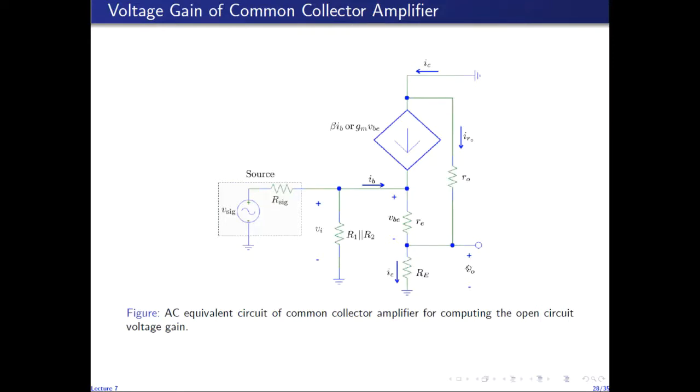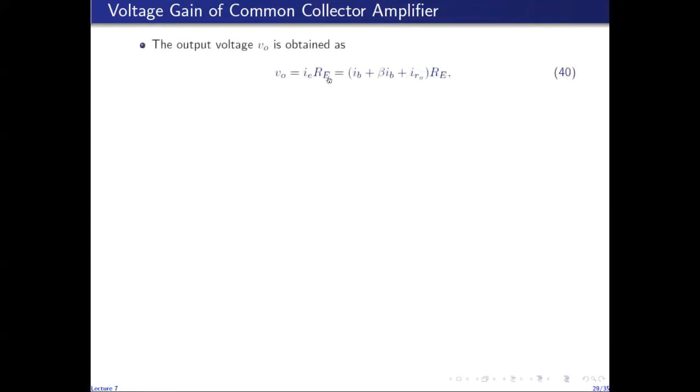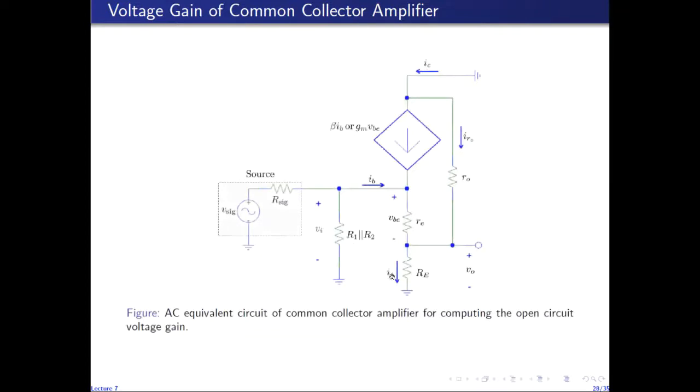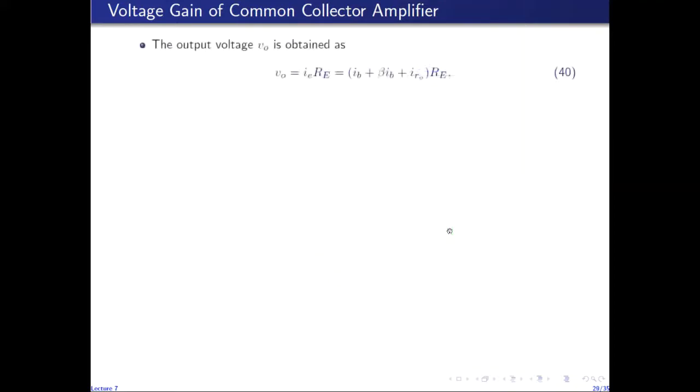So we can see that V0 is equal to the drop across RE, which is given by the current through capital RE times capital RE. The current through capital RE is small IE, so V0 is given by small IE times capital RE. And small IE is the sum of the current through small RE and the current through R naught. The current through small RE is IB plus beta IB, so small IE is IB plus beta IB plus IR naught, as shown here.